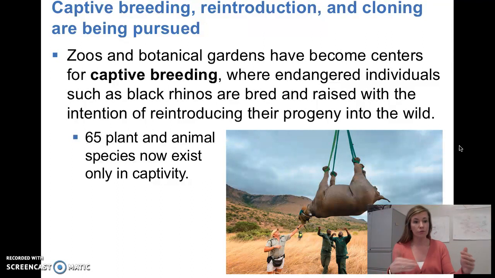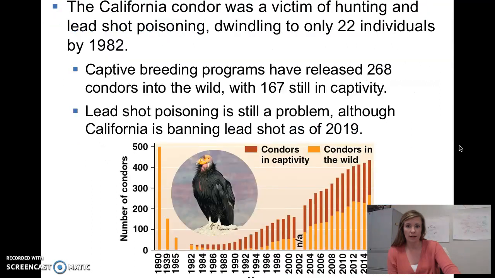Some things we're doing to improve what's there are captive breeding, reintroduction, and cloning. Captive breeding is where we raise wildlife in our zoos or in our wildlife preserves to eventually, hopefully, reintroduce them, because we can have as many individuals in captivity as we need, but it's not returning things to how they were if they only ever live in captivity. Your book talks about how in 2010, 32 black rhinos were reintroduced into a national park in the Serengeti to restore a former population. 65 plant and animal species now exist only in captivity, so what we want to be able to do is return them to where they are found.